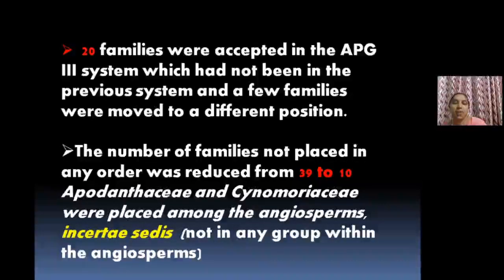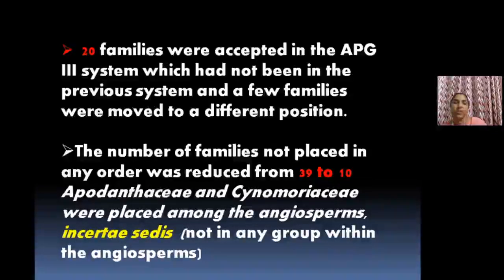The number of families not placed in any order reduced from 39 to 10. How many are there now? Only 10. In the last system that was very high, but it is now reduced. Still some of them are not placed. If they are not placed, they are grouped under Incertae.